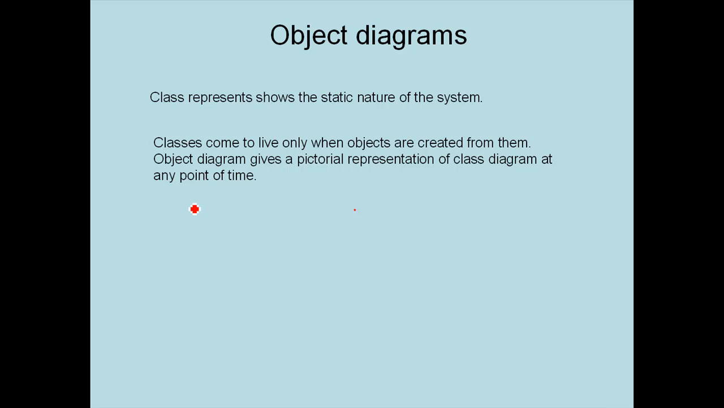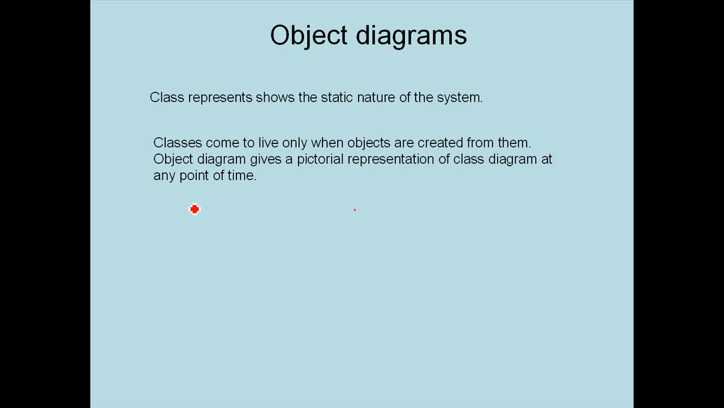For example, if we have a CLS invoice and it has a property called invoice number, when you create an object of it, you need to give some invoice number like I001 or I002. So in this sense, when we talk about objects, we are talking about data. As I said, classes come to life only when objects are created from them. So an object diagram gives you a representation of a class diagram at any point of time. It gives you a representation of the class with data.